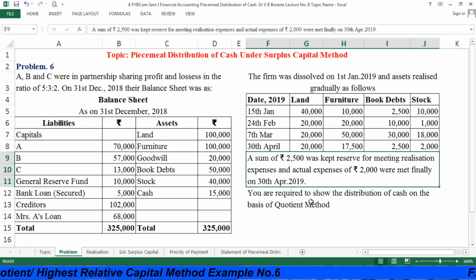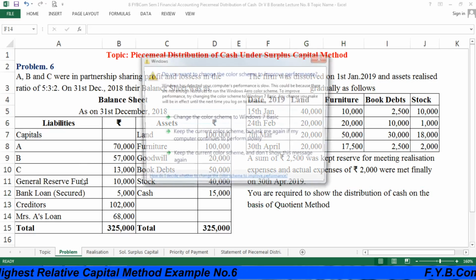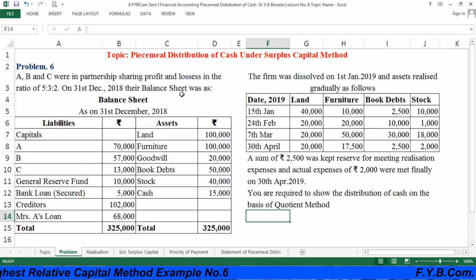You are required to show the distribution of cash on the basis of the quotient method, that is nothing but the highest relative capital method or surplus capital method. So here we have to solve this example under the surplus capital method.